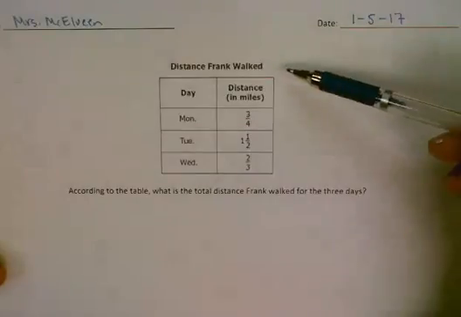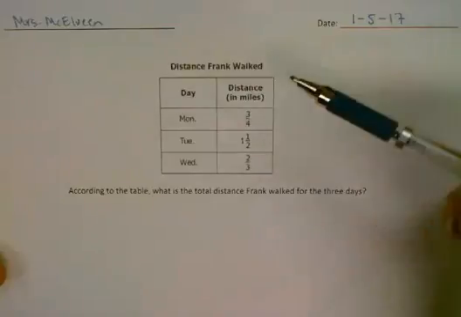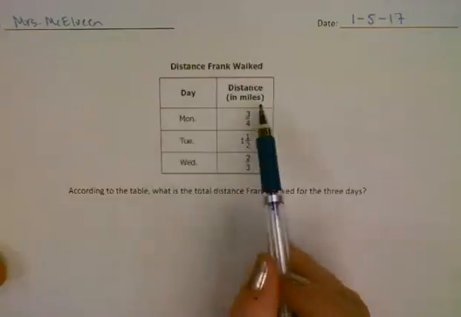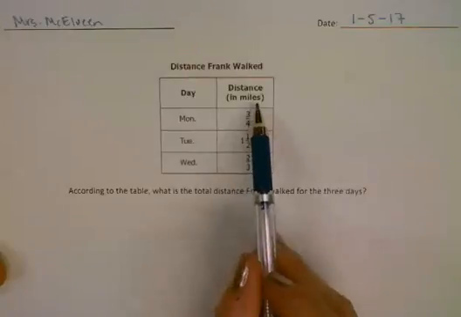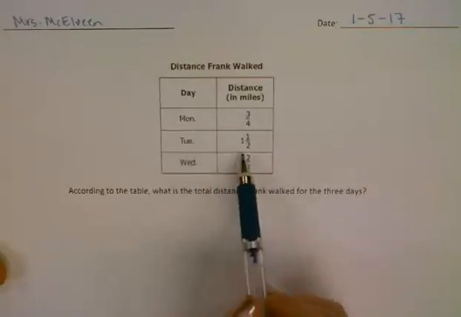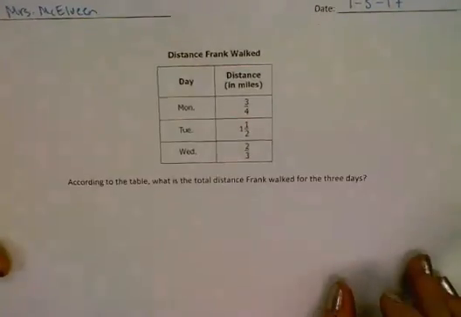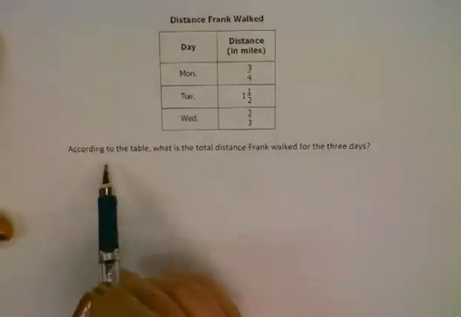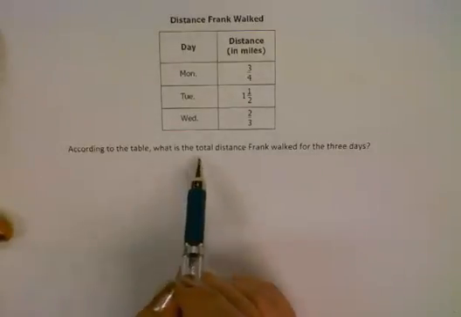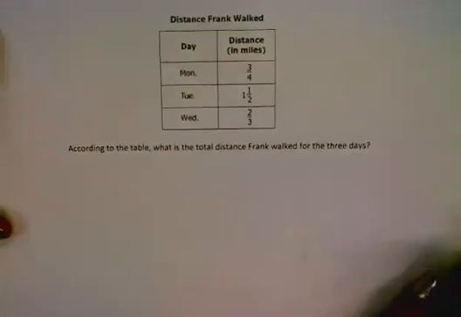I see a chart. It's titled Distance Frank Walked. One column is headed day, the other distance in miles. Monday, 3/4 miles. Tuesday, 1 1/2 miles. Wednesday, 2/3 miles. And the question says, according to the table, what is the total distance Frank walked for the 3 days? I'm just going to go back and read it again.